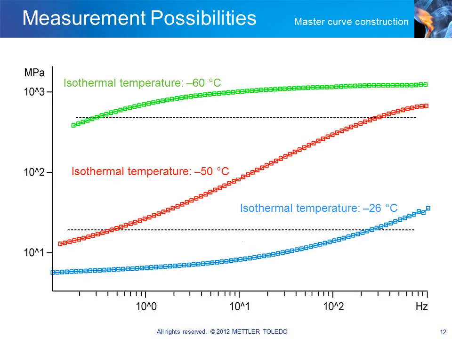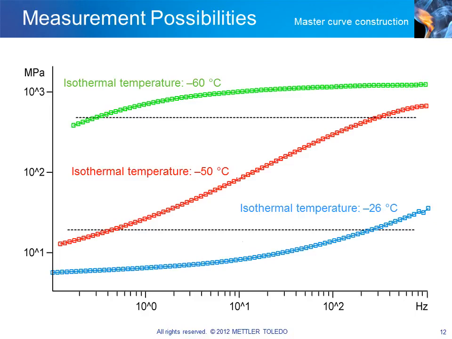One makes use of the fact that at high frequencies a material behaves the same as at low temperatures. This is known as the time-temperature superposition principle, or TTS principle. Master curves can be quickly constructed using the DMA 861 due to the excellent temperature stability and accuracy of the instrument, as well as the high frequencies that can be reached.